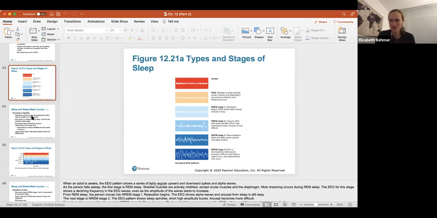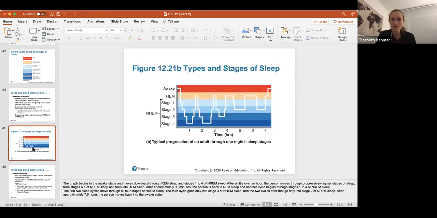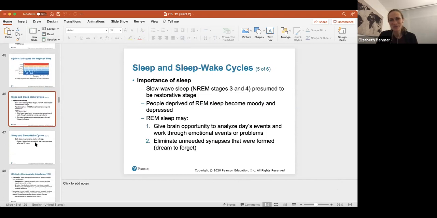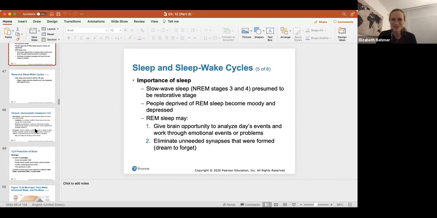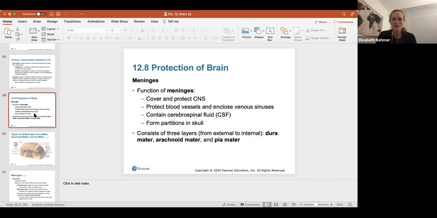If you're interested in sleep and the sleep-wake cycle, how sleep is regulated, we use the circadian rhythm due to melatonin released by the pineal gland in the brain to regulate your sleep-wake cycle. Usually it reflects a natural 24-hour rhythm, and then you go through the stages of sleep over the course of 7 to 8 hours. That's why it's important to get 7 to 8 hours of sleep, or about 7.5, to be able to get through all these stages. So again, if you're interested in learning more about sleep, I include these slides so that you can go through that. All right, narcolepsy, insomnia, and then we'll get to meninges.